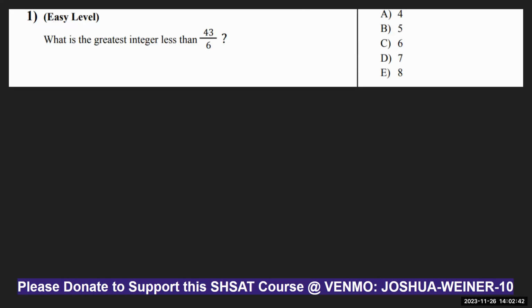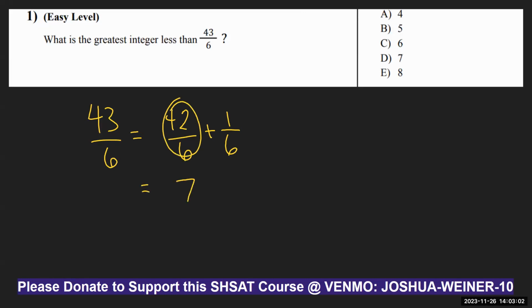Here is question number 1, which reads, what is the greatest integer that's less than 43 upon 6? Well, we know that 43 over 6 equals 42 over 6 plus 1 over 6. This is a whole number. That's 42 divided by 6 is 7, plus a 1 over 6. So it's equivalent to 7 and 1 over 6.